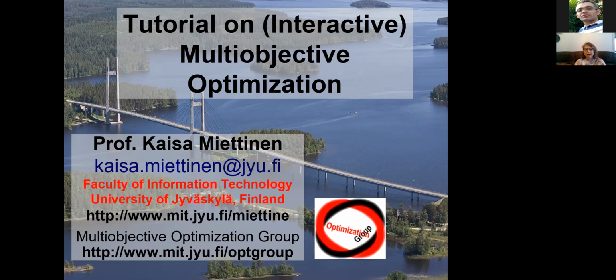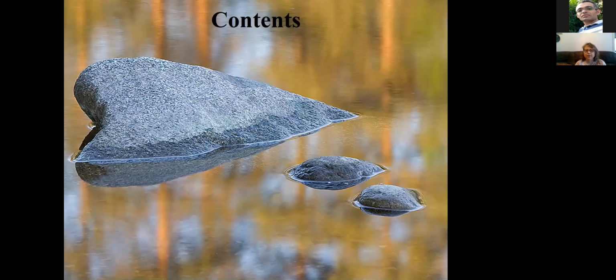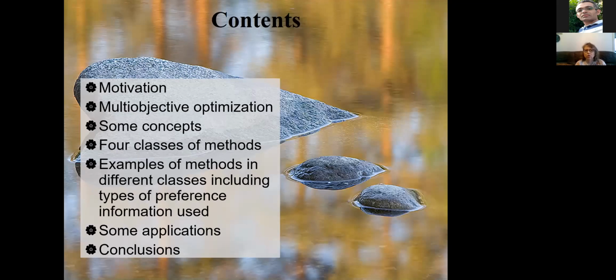Okay, so as said, my topic today in this tutorial is multi-objective optimization and in particular interactive methods, but I will be talking a bit about multi-objective optimization with other types of methods as well. The contents of this talk consist of some concepts, some motivation, classes of different methods that have been developed for solving multi-objective optimization problems, examples of different types of methods, some words about applications, and then some conclusions.